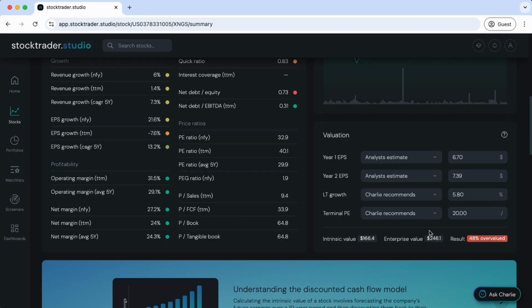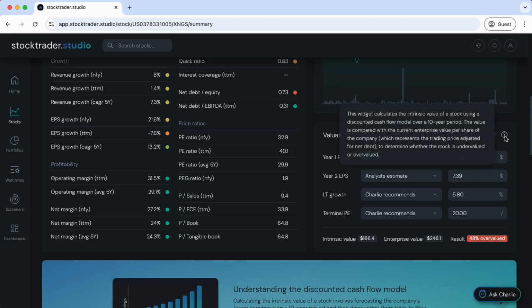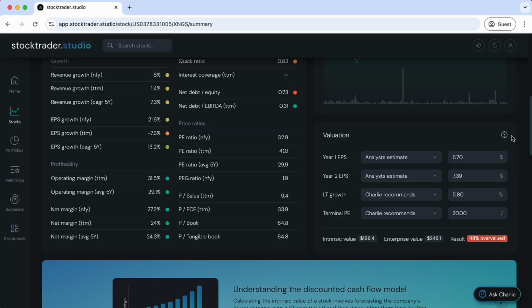The discounted cash flow model calculates the value of a company based on the earnings it's expected to produce over the next 10 years. Since future earnings are worth less than present earnings, the formula applies a discount that increases proportionally each year. But don't worry, you don't need to worry about any of these complexities. StockTrader.studio handles them all for you behind the scenes. All you need to do is input your assumptions and let StockTrader.studio do the calculations.